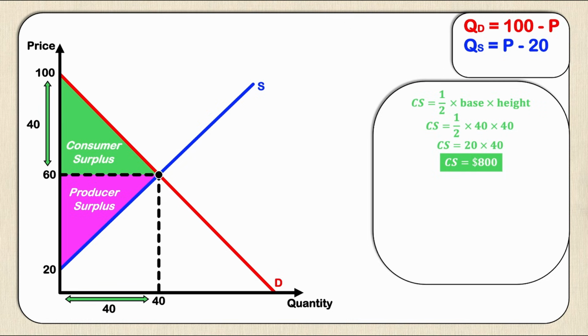Again, the unit for consumer and producer surplus is always the same unit as price, and in this case, it's dollars. Now I'm going to do the same thing for producer surplus.